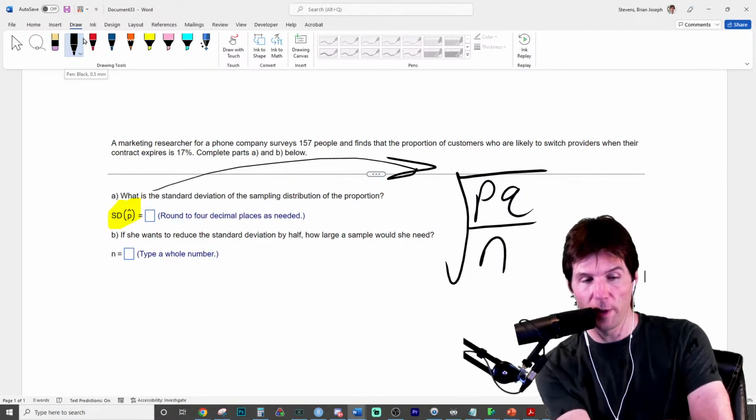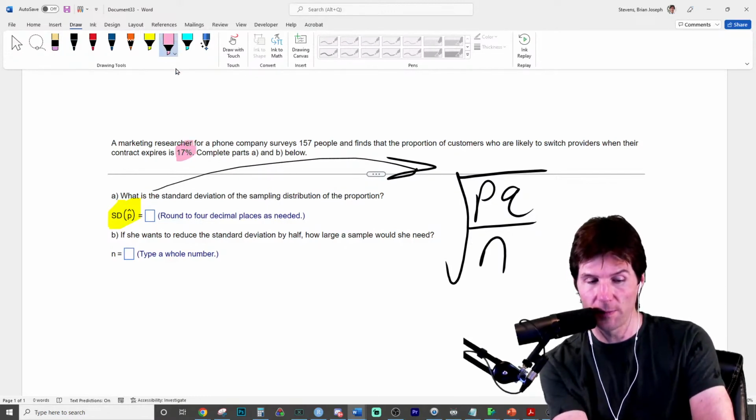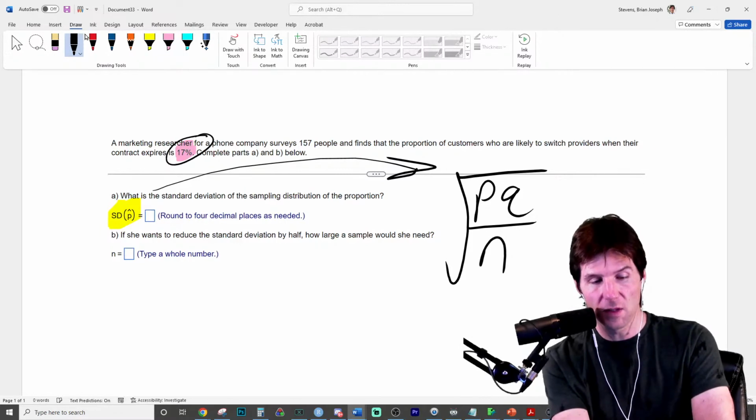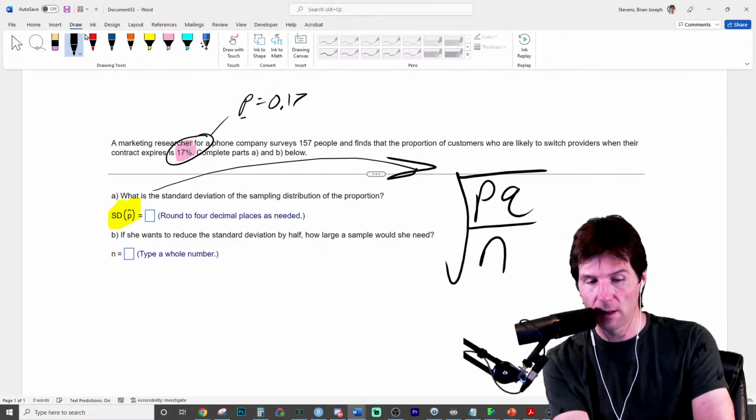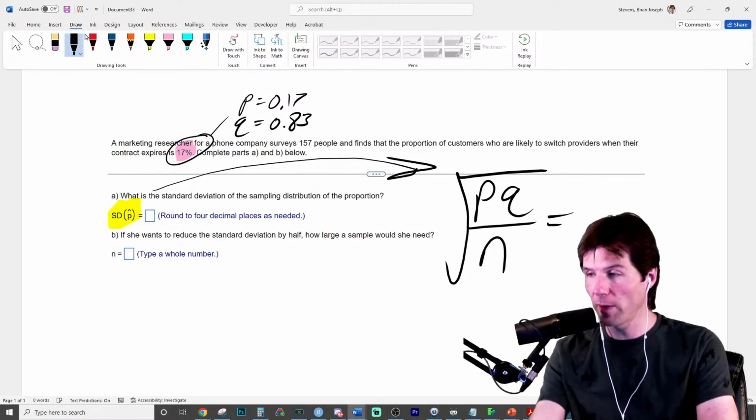And they are assuming, and I don't agree with this problem, but you have to do it, that this is equal to P. Now, if P is equal to 0.17, then Q is equal to 0.83. And at this point, it becomes plug the numbers into the formula right here.